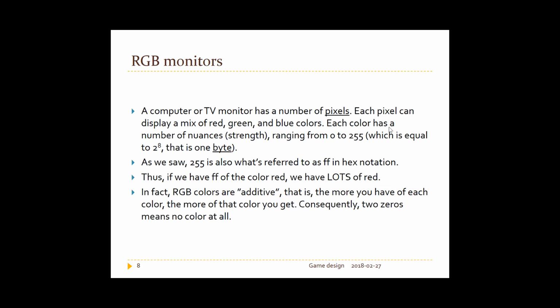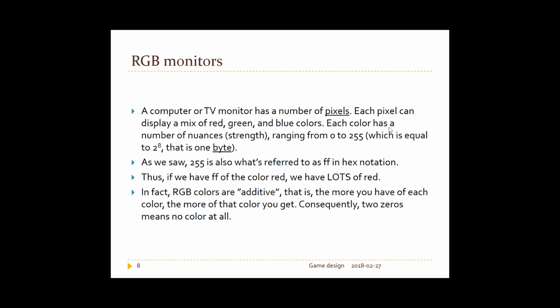This happens to be equal to 2 to the power of 8, I will be speaking of that soon, which is 1 byte. So anyway, as we saw, 255 is also what's referred to as double F in hex notation. Meaning, if we have double F of the color red, we have a lot of red. If we have FF of green, we have a lot of green. If we have nothing, well, we have no color at all, which means black. If we have FF of everything, we have, well, what do we have? Well, we have white.